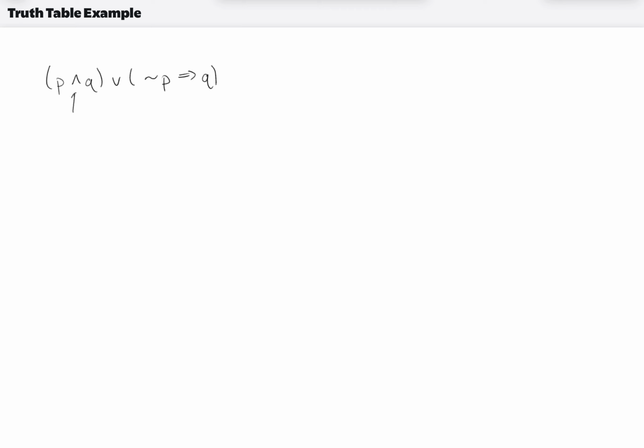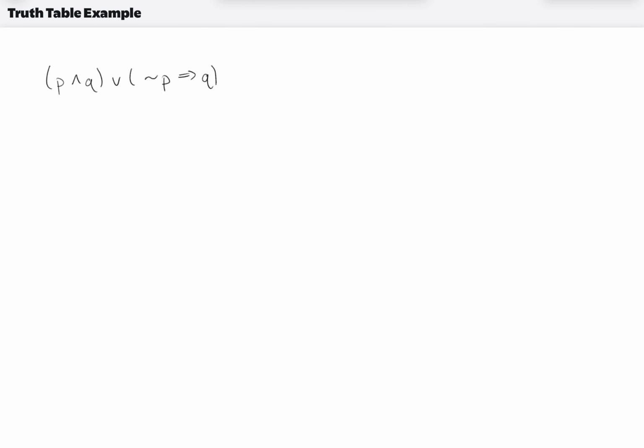So here we have this connective. It's the AND symbol, known as the conjunction of statements P and Q. This here is the OR symbol. It's known as the disjunction of two statements. This is the negation of P. And this is the implication. So we have 1, 2, 3, 4 connectives, or 3 connectives and 1 negation symbol.